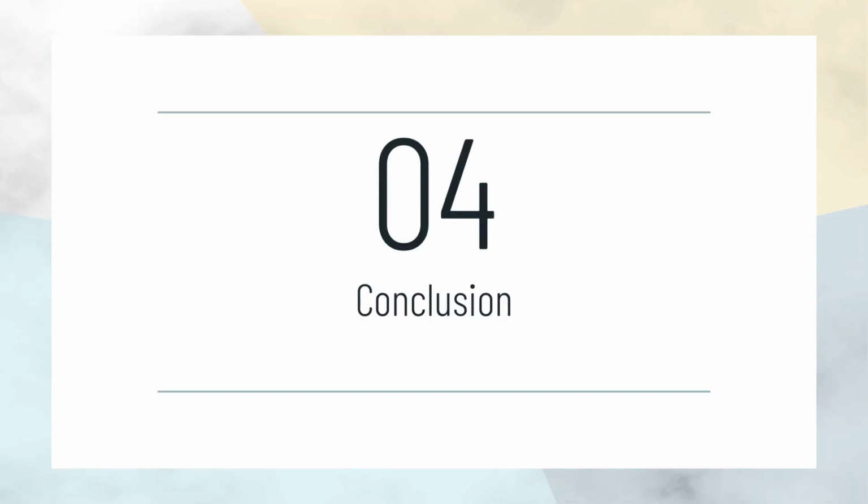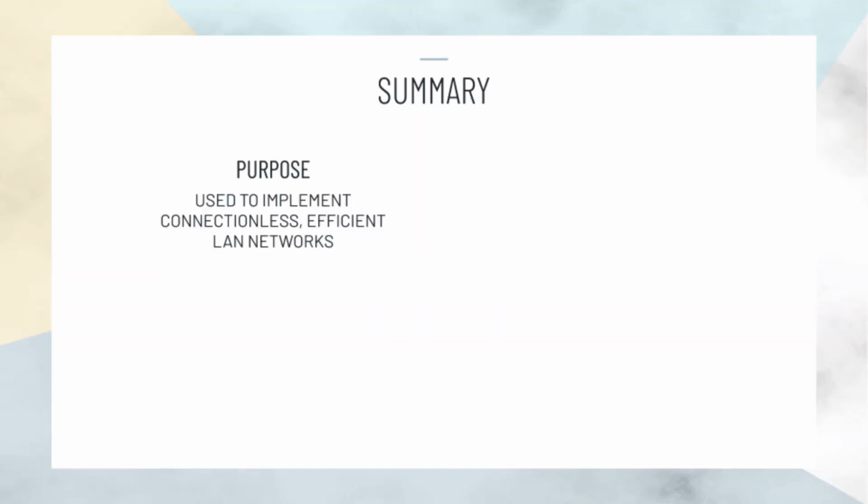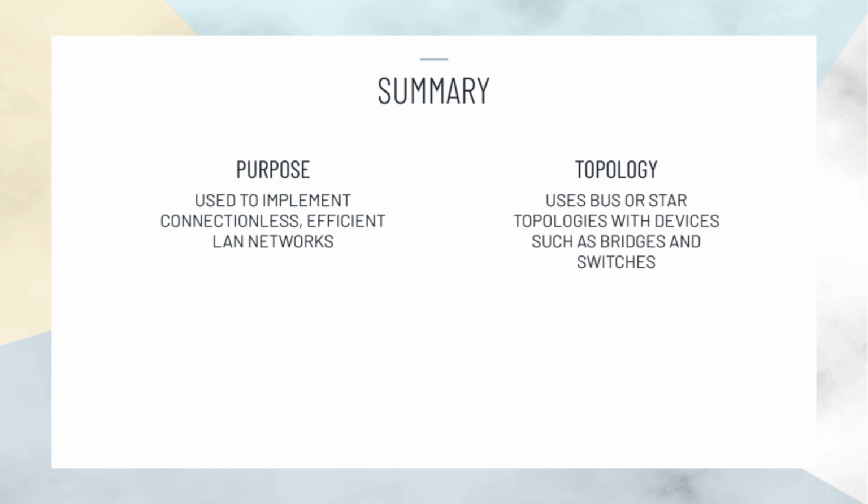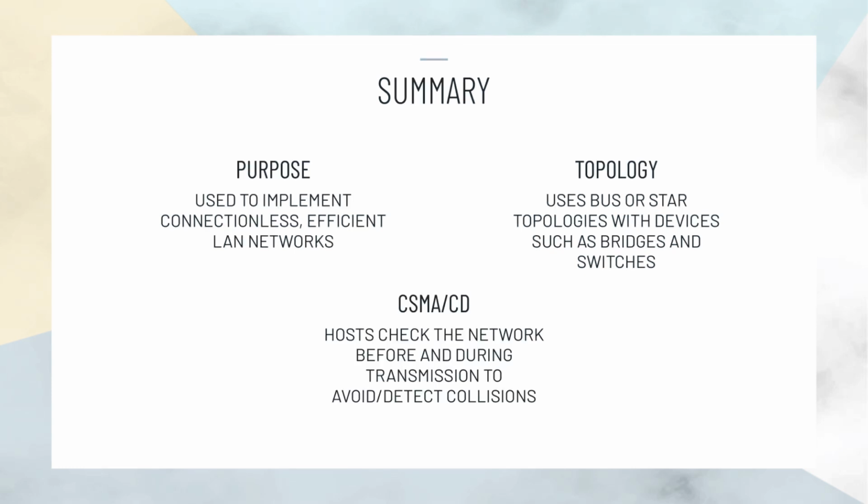Now, let's briefly go over what we have learned. First, we discussed the purpose of the Ethernet protocol, where it fits in the OSI model, and the structure of Ethernet packets. Then, we talked about both bus and star topologies in relation to Ethernet networks. Finally, we covered the CSMA/CD protocol and how it is essential in ensuring an Ethernet network's reliability.